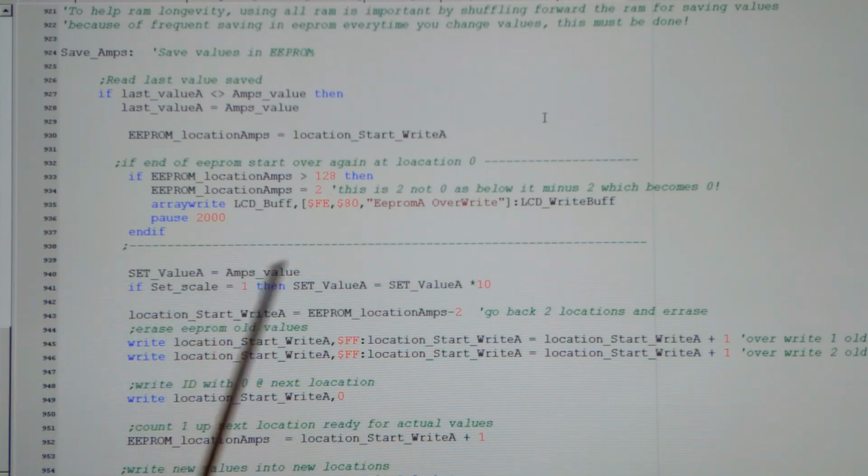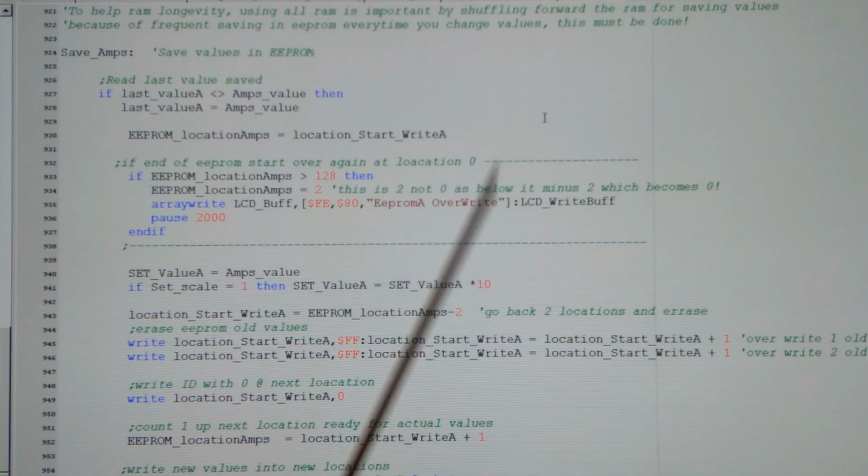Set value equals the amps value. If set scale, now depending on your scale, as I said, it's going to affect whether you need to divide it by 10 or times it by 10, or if it's not times 10, then it's already been divided, okay?